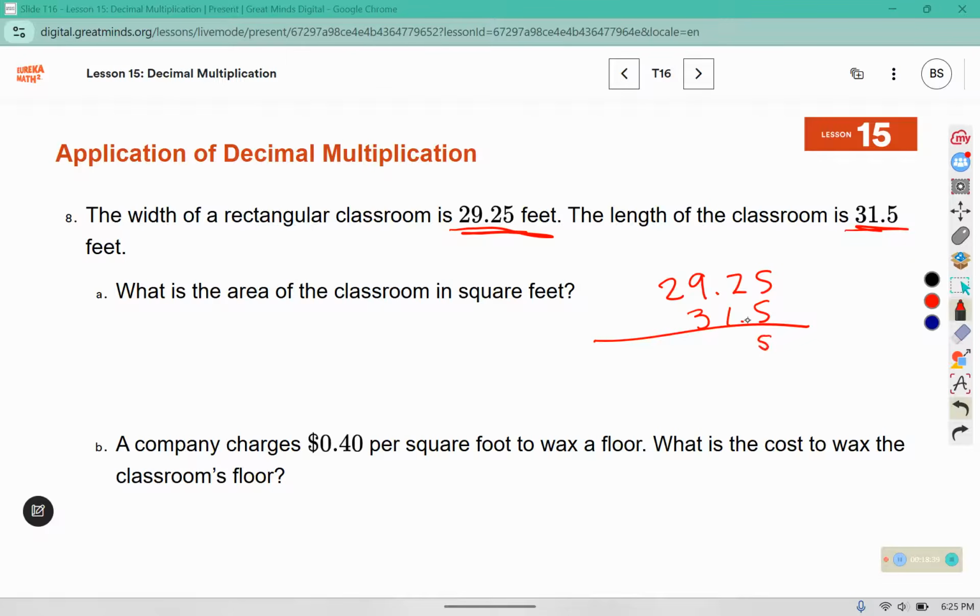Five times 5 is 25. 5 times 2 is 10. Plus 2 more makes 12. 5 times 9 is 45, 46. 5 times 2 is 10, 14. 1 times 5, 1 times 2, 1 times 9, 1 times 2. 3 times 5 is 15. 3 times 2 is 6, 7. 3 times 9 is 27. 3 times 2 is 6, 7, 8.